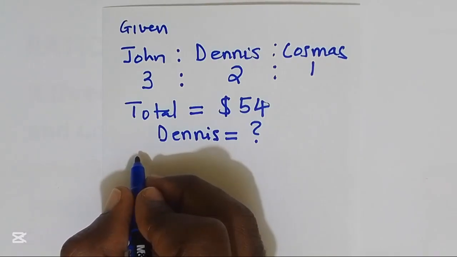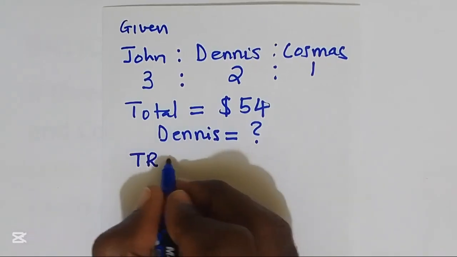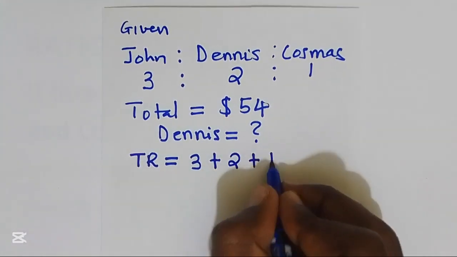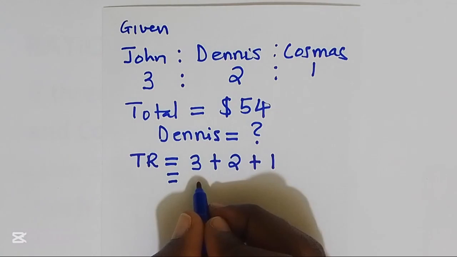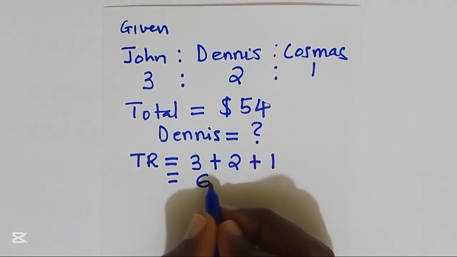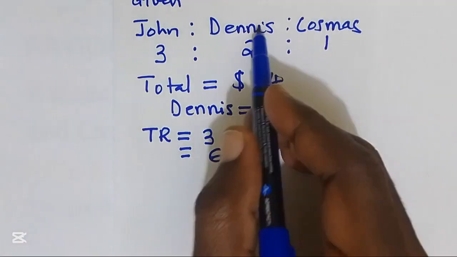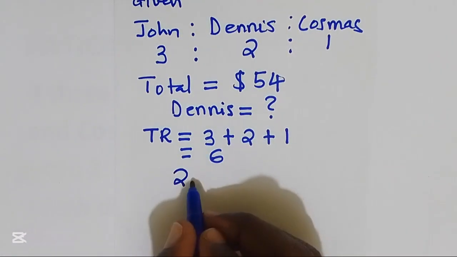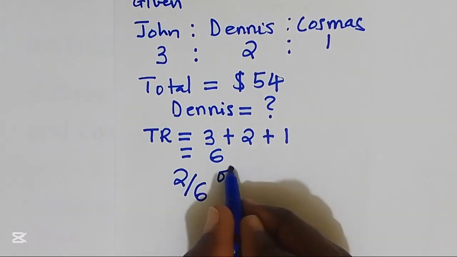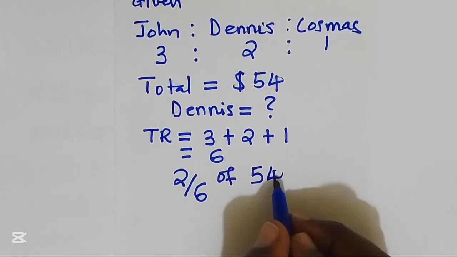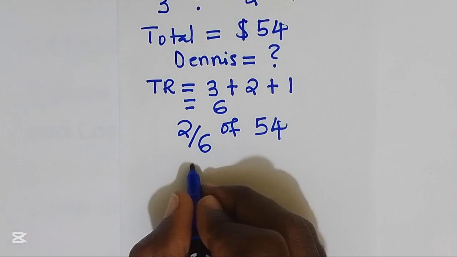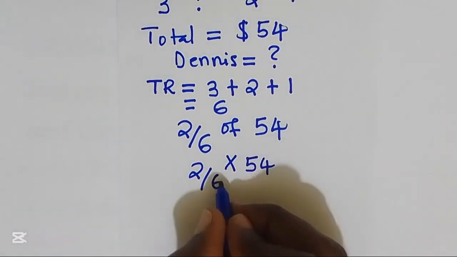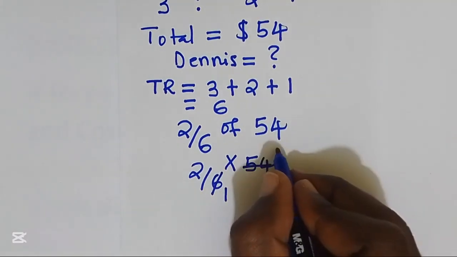First of all, let us find the total ratio, which is given by 3 plus 2 plus 1. We are going to get this is equal to 6. We need to get the amount of Dennis. Dennis has a ratio of 2, so we need 2 out of 6 of $54. That is 2 out of 6 multiplied by 54. 54 divided by 6, 1 by 6, it is 9.